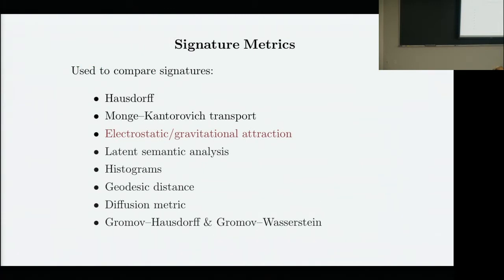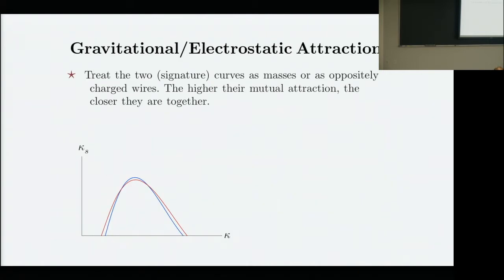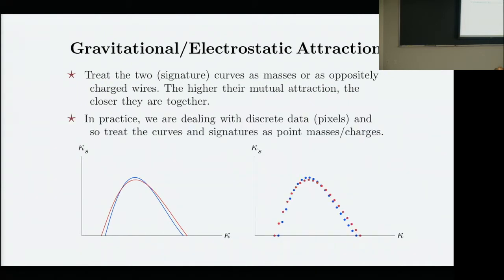Well, there's all kinds of methods for comparing shapes: Hausdorff distance, Earth mover's distance, Monge-Kantorovich. The one that ended up working the best was something based on a sort of electrostatic or gravitational attraction. I think of the two arcs of the signature curves as masses or as oppositely charged wires. Then the higher their mutual attraction, well, of course, if they cross, there's an infinity. So you have to get rid of the infinities by adding in a small fraction. Or equivalently, because ultimately it's all numerical, it's just a bunch of points.